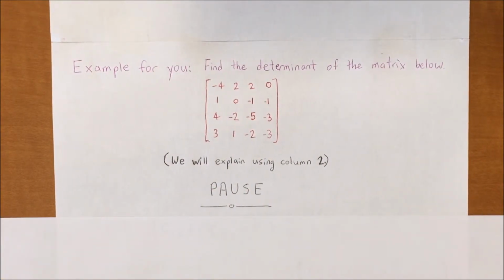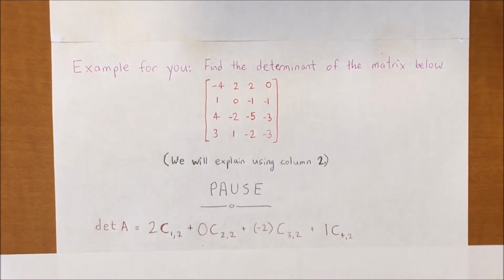In this example, we are going to solve for the determinant of this 4 by 4 matrix. We are going to use the second column to solve for the determinant. We encourage you to pause this video and try to solve this problem first, and then check with our solution. Now, let's look at the solution.